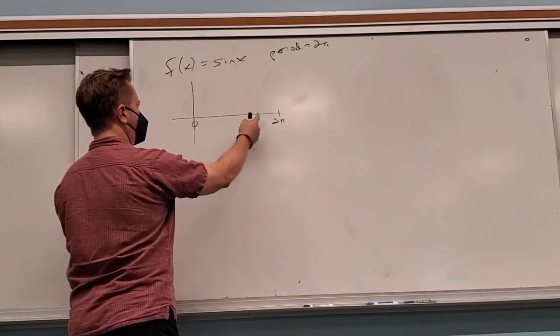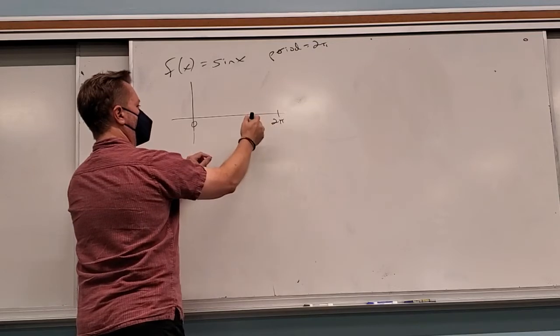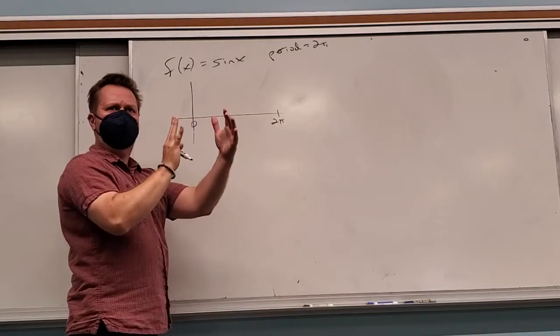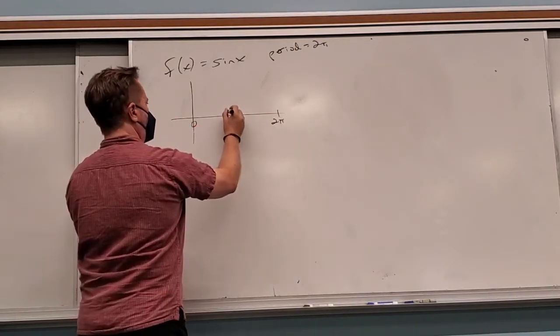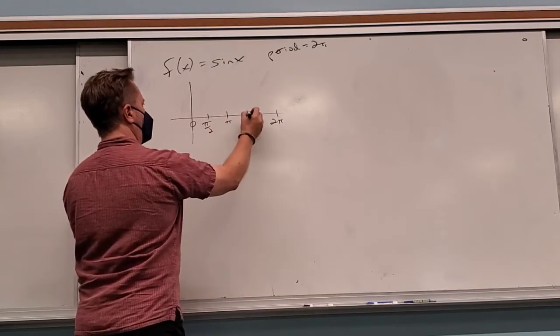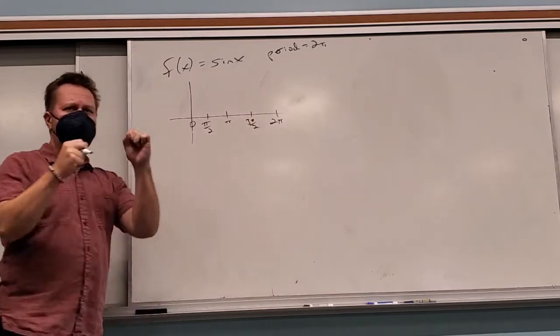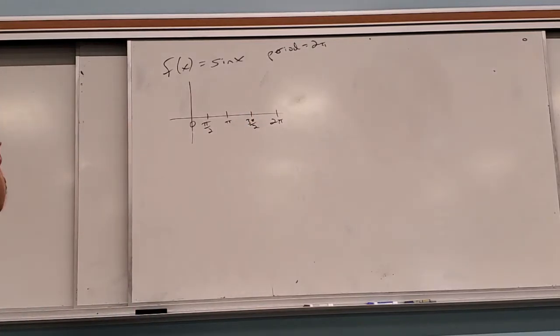So how do I break this up? How many parts do I break this up into? 3. I see what you're saying, but 4 really, right? So if I cut it in half, and if I cut that in half, and what goes here? 3 pi over 2. Those are the main anchor points, or what it does at those values.